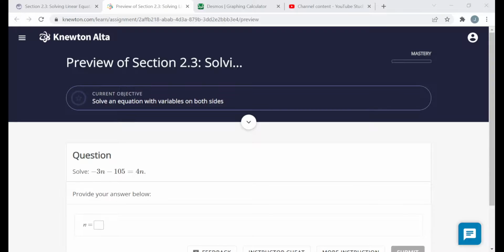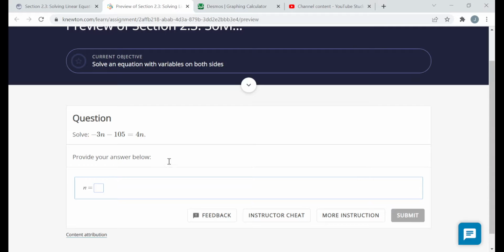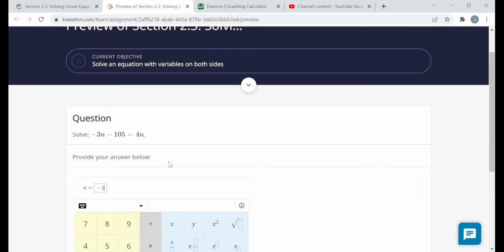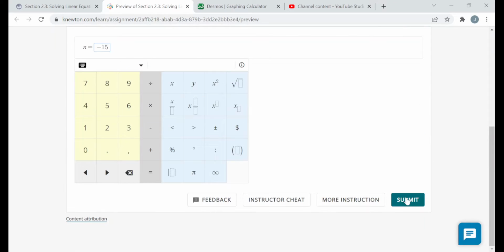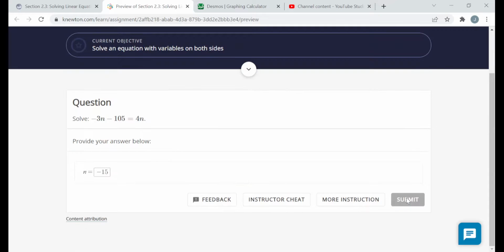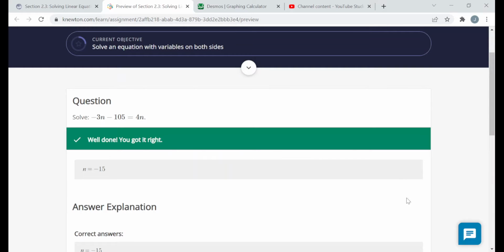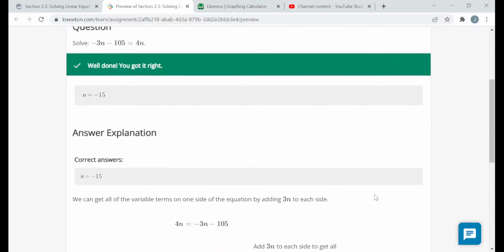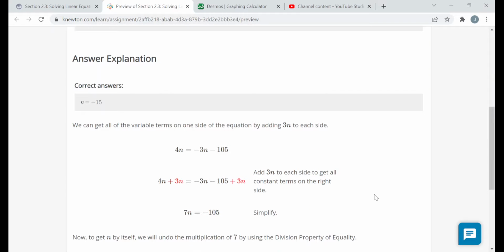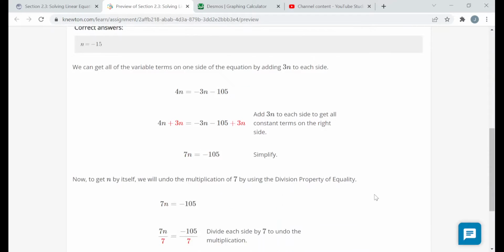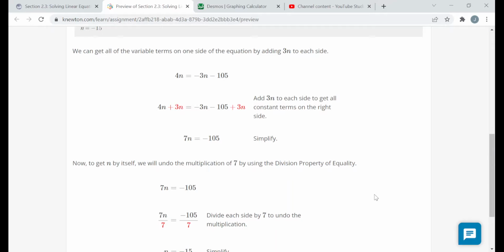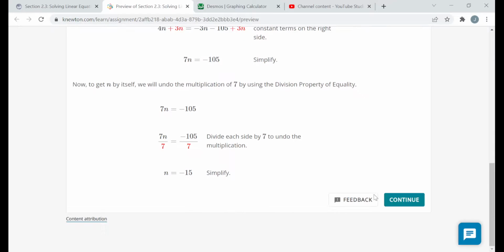We're going back here. N equals negative 15. And then after you submit an answer, it'll tell you if you got it right or wrong, and then give you some sort of answer explanation. Please read through these answer explanations just to make sure you understand why something was right or why something was wrong. And hopefully you can learn from your mistakes for future questions.